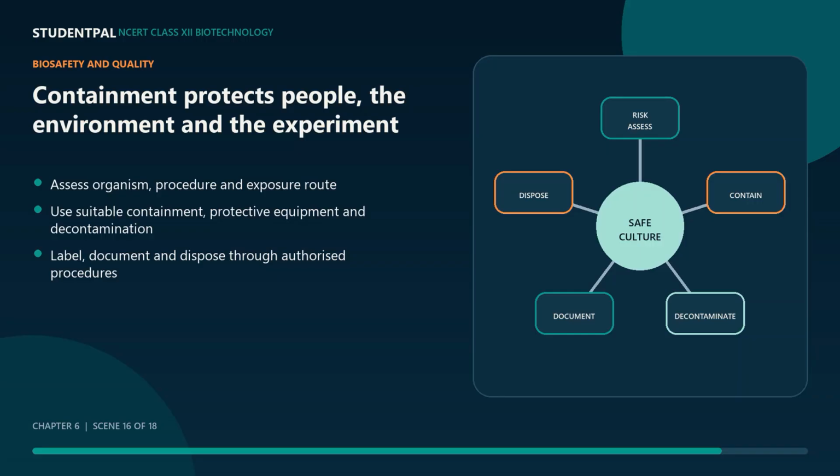Clear labels and records protect traceability. Quality control also supports safety. Contaminated or misidentified cultures can invalidate research and create unexpected hazards. Always follow the institution's approved protocol and trained supervision. A school-level explanation should describe principles and never improvise procedures for unknown or potentially harmful microorganisms.